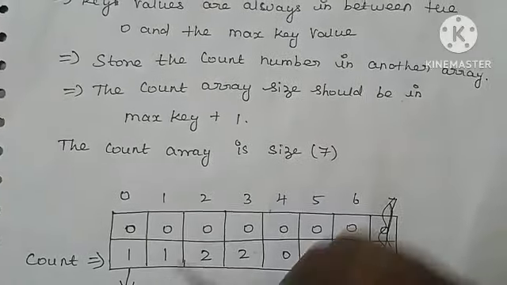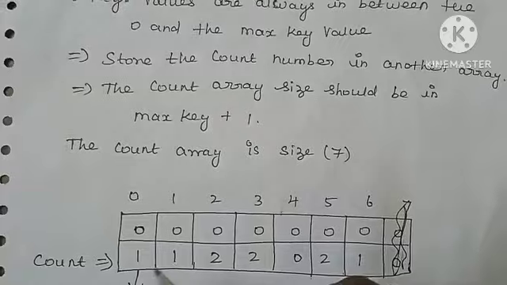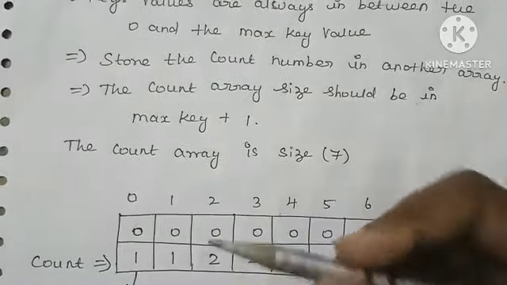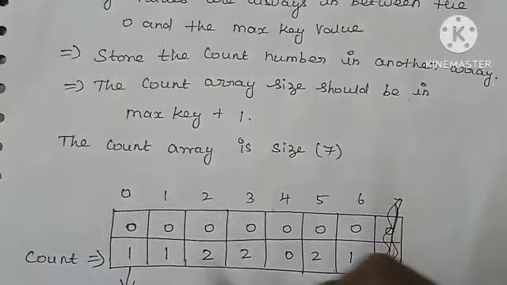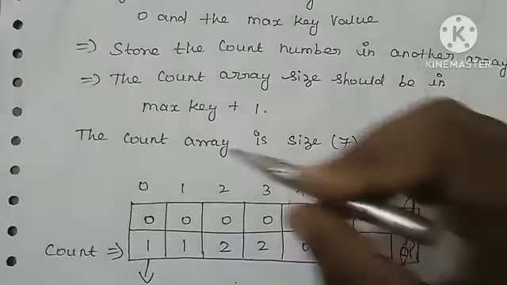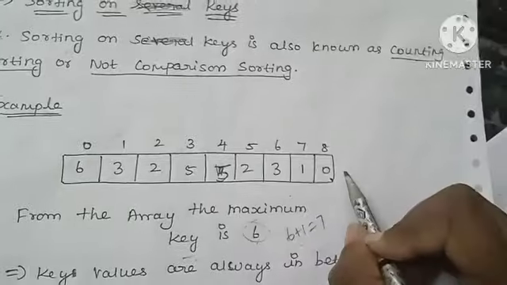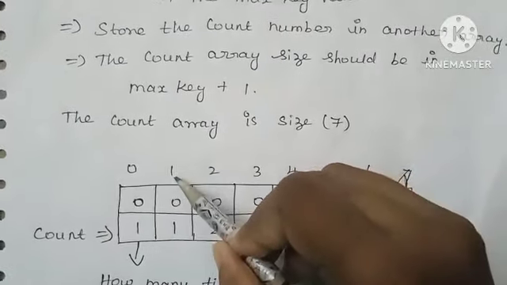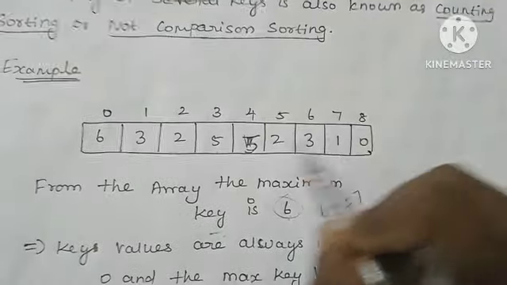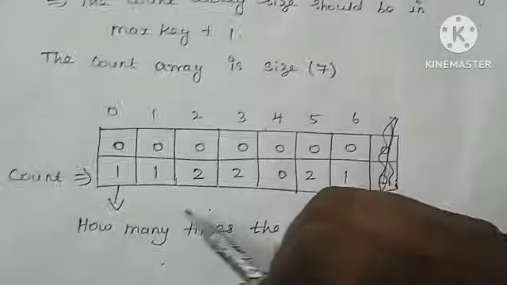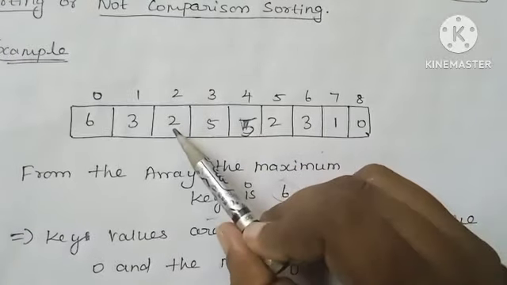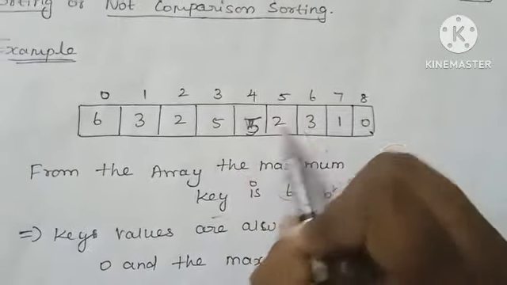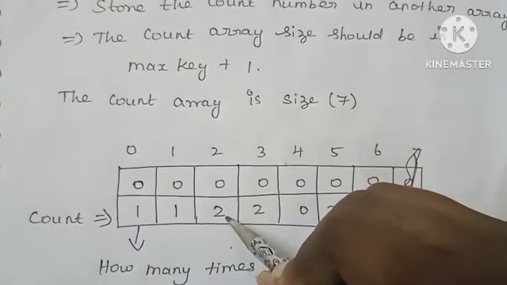What is the count array? In the count array, we record how many times each number is repeated. For example, 0: from our example, the number of items is 1, so I put 1. Next is 1. How many times? 1 time, so I put 1. Next is 2. How many times? 2 times, so I put 2.